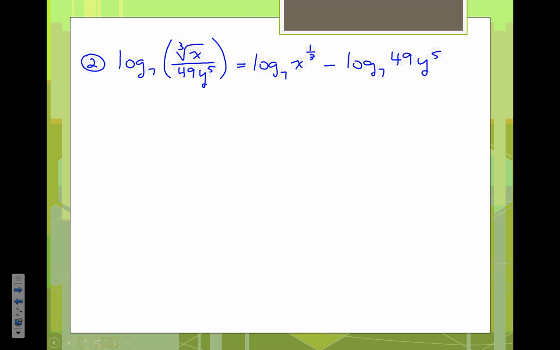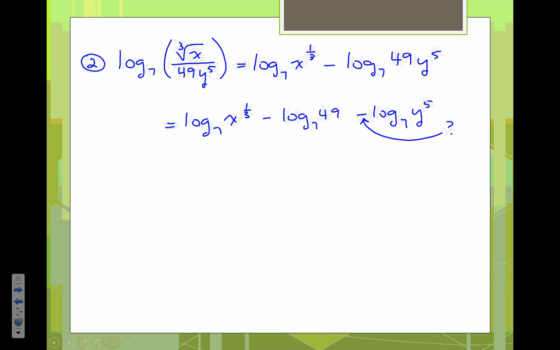If you look at the second part here, I still have a product. I've got 49 times y to the power of 5, so I'm going to split that one up as well. So we've got log base 7 of x to the 1/3 minus log base 7 of 49 minus log base 7 of y to the power of 5. And I want you to ask yourself why I'm putting a subtraction there instead of addition. And be sure to ask in class if you haven't figured that one out.